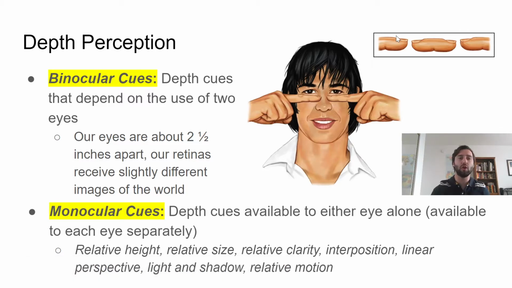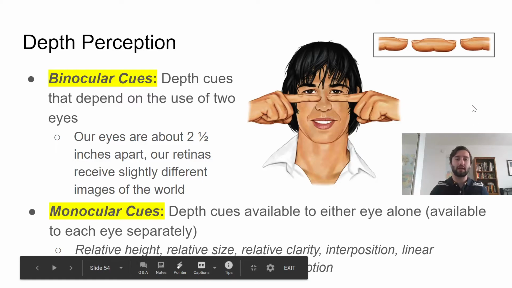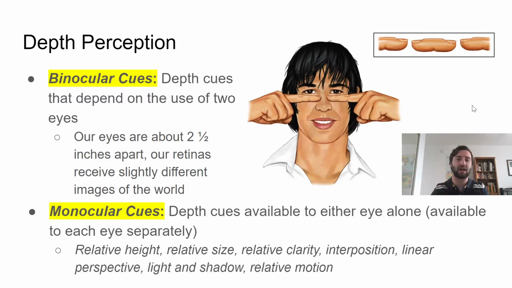Now, in addition to binocular cues, we also have monocular cues. So monocular cues are depth cues that are available with just one eye. If you were missing an eye or one eye didn't work, you're not able to use those binocular cues because you need to have both eyes. With a monocular cue, you are able to see it even with only one eye. So it's available to each eye separately, basically. Now we're going to talk about these monocular cues specifically in just a moment.